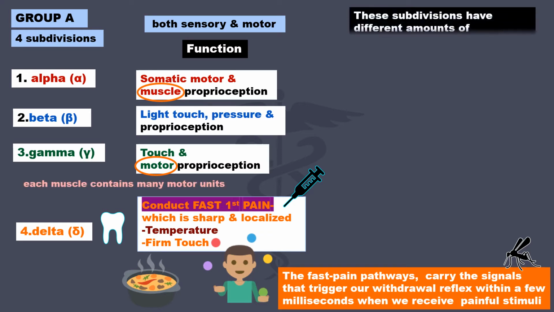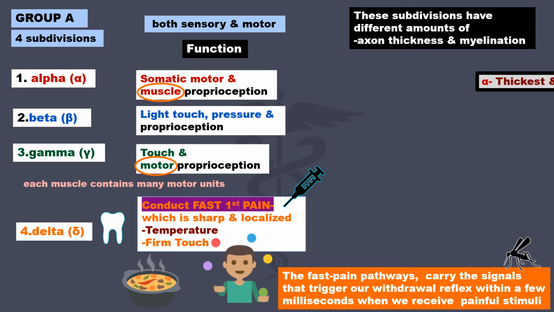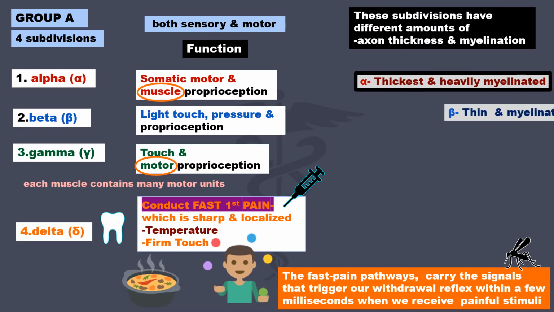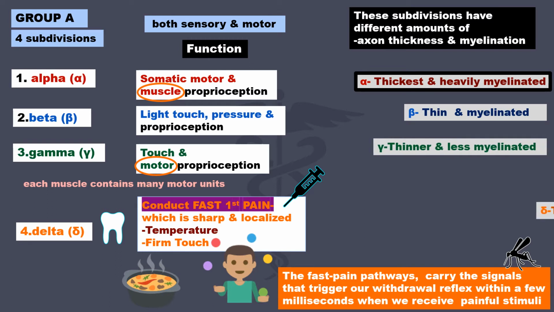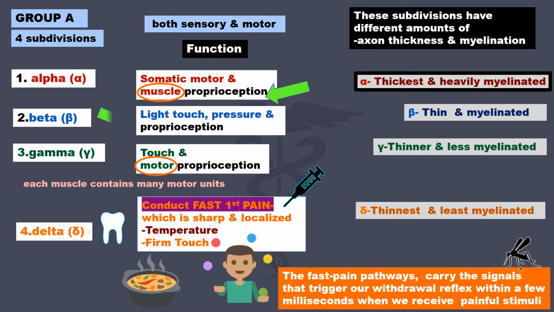These subdivisions have different amounts of axon thickness and myelination. Alpha are thickest and heavily myelinated. Beta are thin and myelinated, gamma thinner and less myelinated, delta are the thinnest and least myelinated. Now, you have been hearing a lot of this word proprioception. So, what is proprioception? Let us find out.